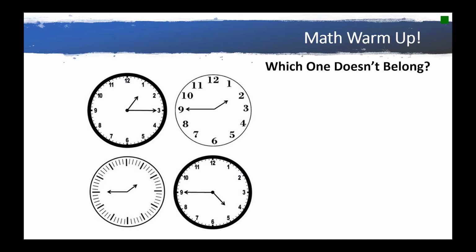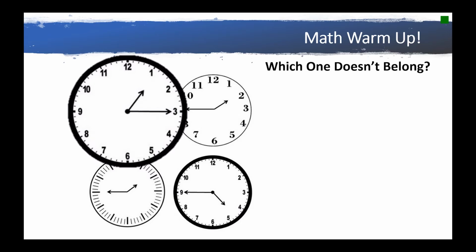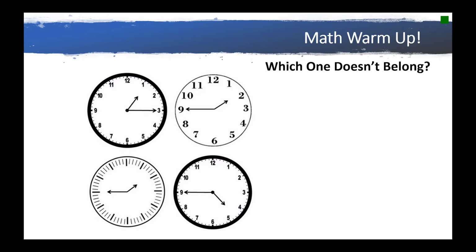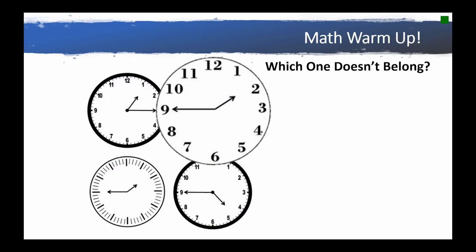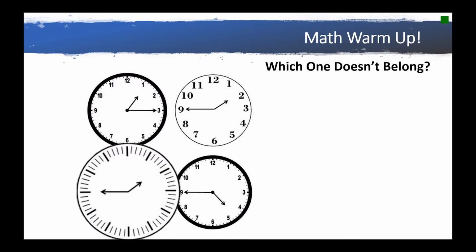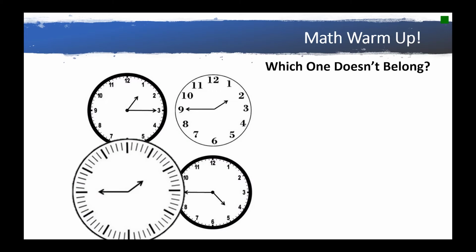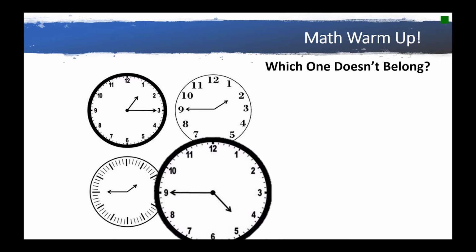Here's our last warm-up. Which clock doesn't belong? Maybe you thought the top left doesn't belong since it's the only clock with the minute hand not at 45 minutes. Or did you choose this one because it doesn't have tick marks for the minutes like the rest do? This clock doesn't have numbers like the rest. Maybe it doesn't belong. Did you notice that this is the only clock with the hour hand not pointing between the 1 and the 2?